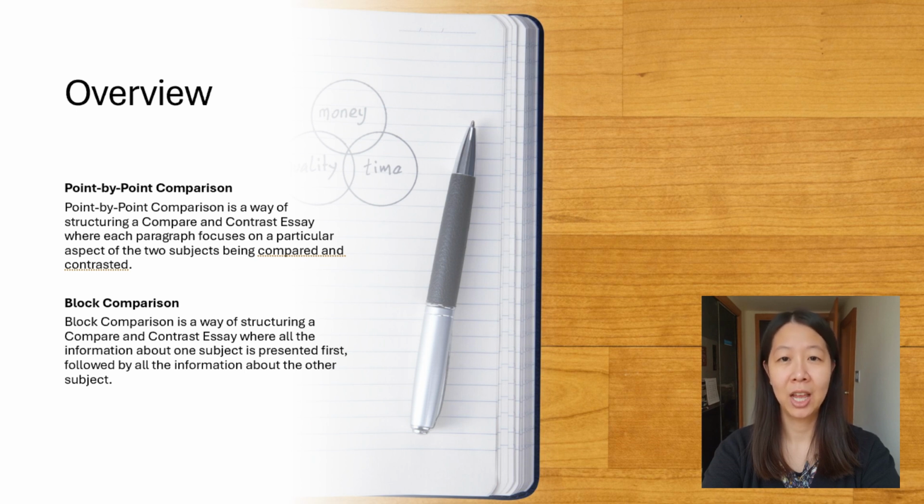With this approach, you discuss all aspects of one subject first before moving on to the other. For example, in an essay comparing online and traditional education, one section might cover all the features of traditional education, such as face-to-face interaction and structured schedules, while the next section dives into online education, focusing on flexibility and accessibility. This method is ideal for giving readers a complete understanding of each subject individually before comparing them.